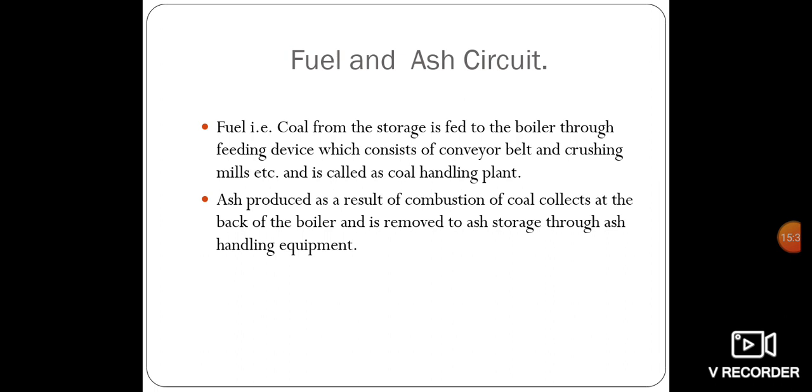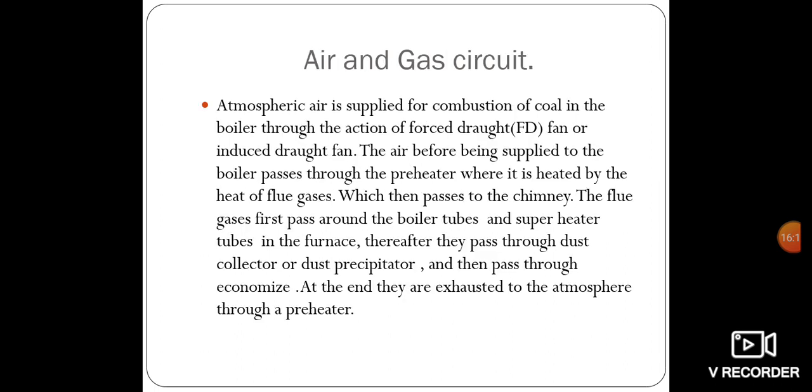Ash produced as a result of combustion of coal collects at the back of the boiler and is removed to ash storage through ash handling equipment. Similarly, when the coal is burned, ash is produced as a result of combustion. That ash is collected at the back of the boiler and removed, and it is transferred to the ash storage area through ash handling equipment.